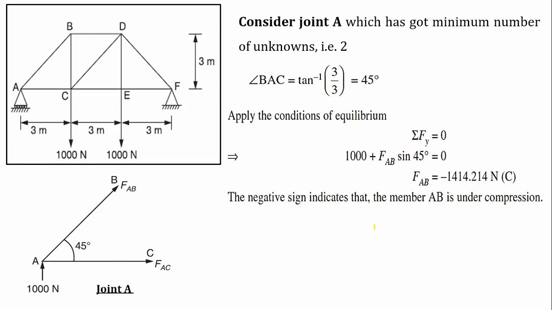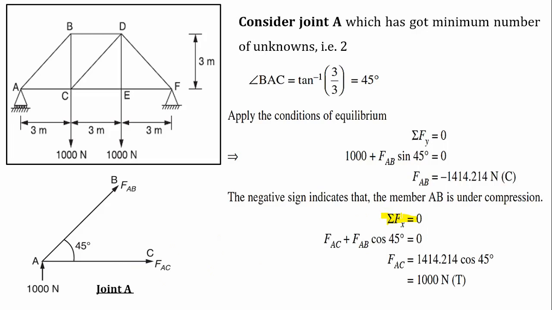Then next we will apply another condition, that is summation of f of x is equal to 0, right? If you see this FAC, it is moving towards the right, therefore positive, plus FAC. Next, this FAB has to be resolved in the x direction, so FAB cos of 45 degrees. It is moving towards the right, positive, therefore plus F of AB cos of 45 degrees is equal to 0. If you solve for FAC, you will get the answer as 1000 newtons. We are getting a positive answer, therefore the member is in tension.